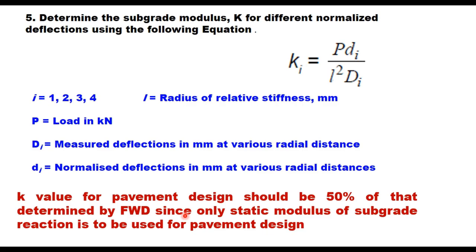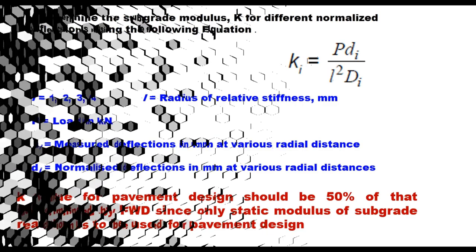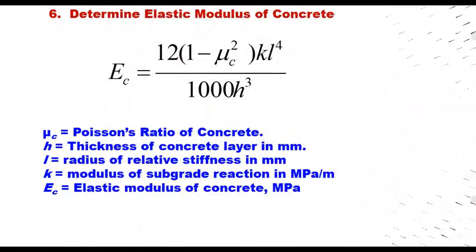Then the sixth step is to determine the elastic modulus of concrete, that is EC. And this is the equation used in the Excel sheet to determine EC. Here mu C is the Poisson ratio of concrete, K is the modulus of subgrade reaction which you determined earlier, L is the radius of relative stiffness in millimeter, and H is the thickness of the concrete slab. So using this equation, you can calculate the elastic modulus of concrete, EC.